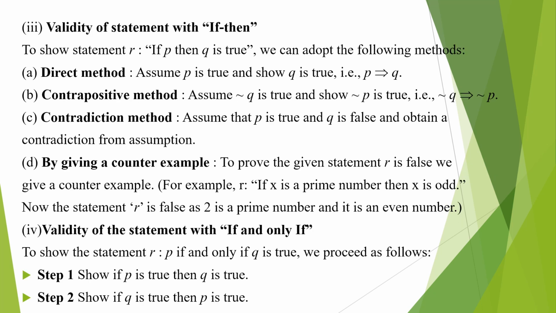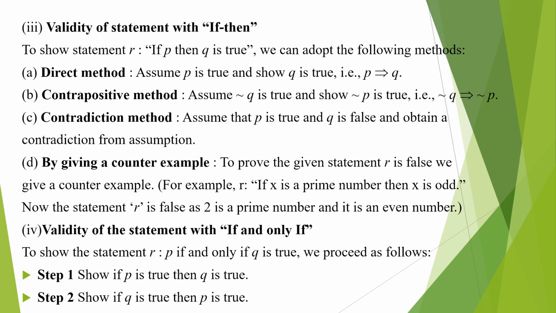Now this is important. How will you check the validity of the statement if then? Means the conditional type of statement. To show that the statement R, which is of the form if P then Q, is true, we can use any of the following methods. First is the direct method. Assume P is true and show that Q is true. Simple. Second is the contrapositive method.